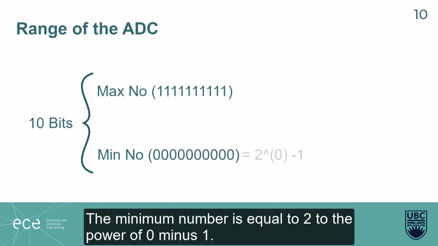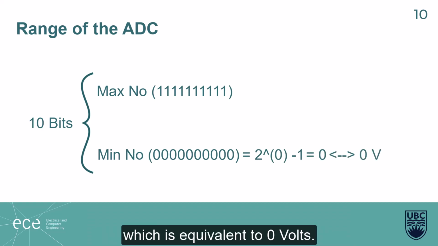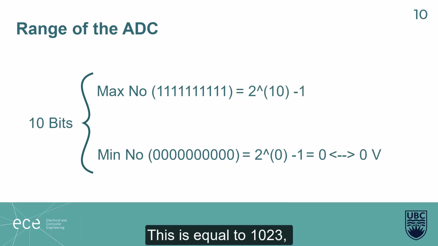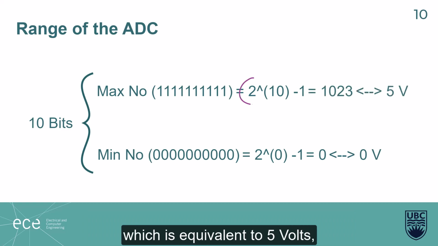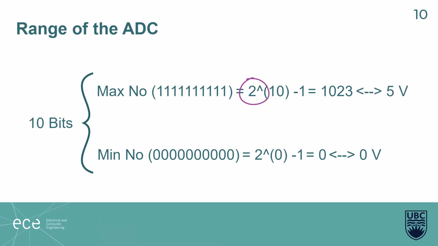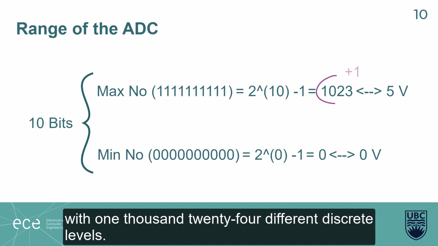The minimum number is equal to 2 to the power of 0 minus 1. This is equal to 0, which is equivalent to 0 volts. The maximum number is equal to 2 to the power of 10 minus 1. This is equal to 1023, which is equivalent to 5 volts, where the 2 comes from the binary representation of the numbers. These maximum and minimum values define the range of this particular ADC with 1,024 different discrete levels.